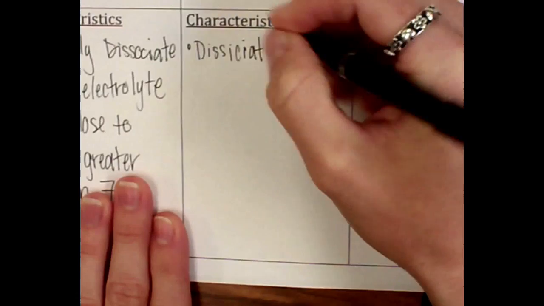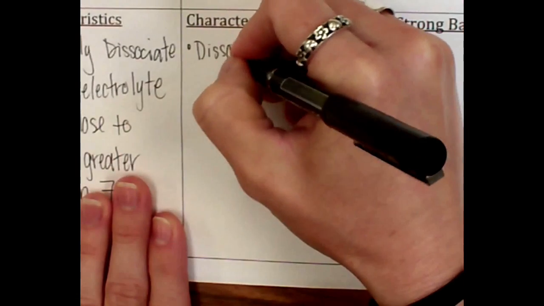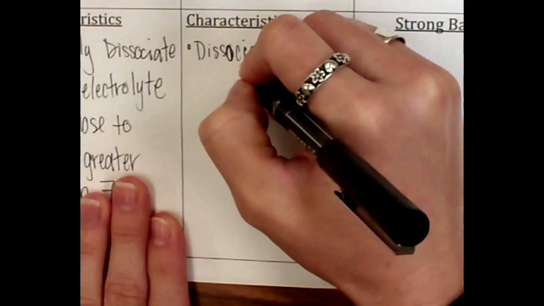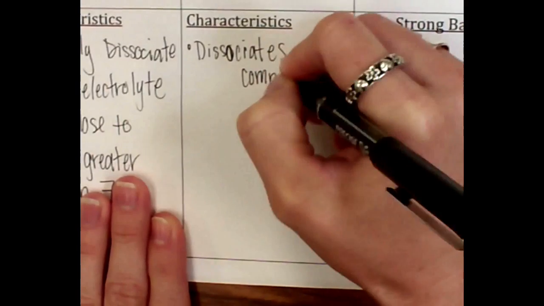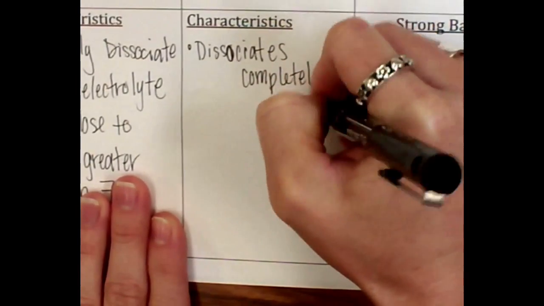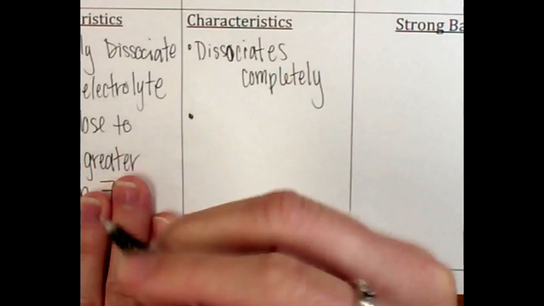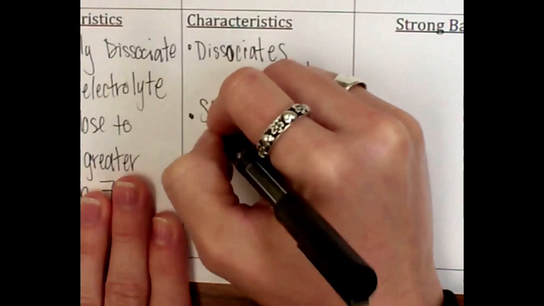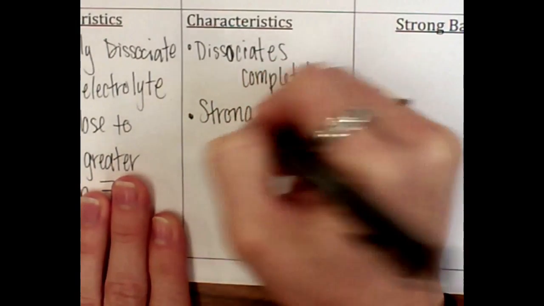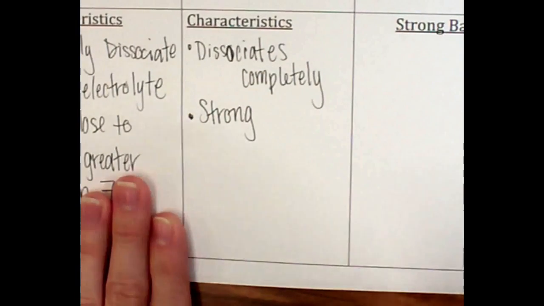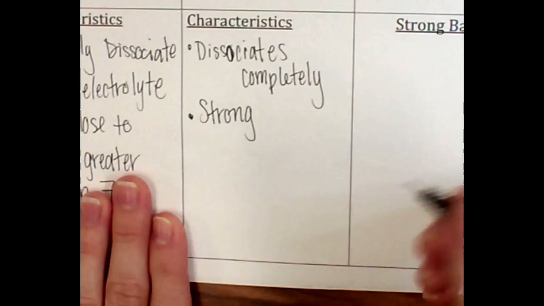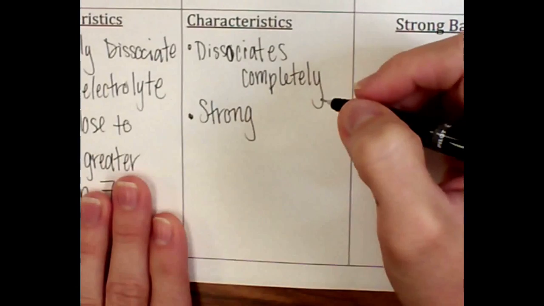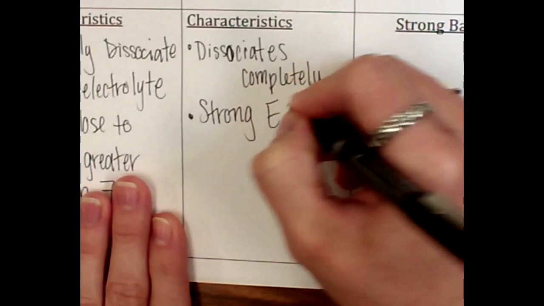Now we'll slide over to the characteristics of a strong base. I bet these are similar to the strong acids. Our first one is that it's going to dissociate completely. The molecules are all going to come completely apart. And like a strong acid, a strong base is a strong electrolyte.